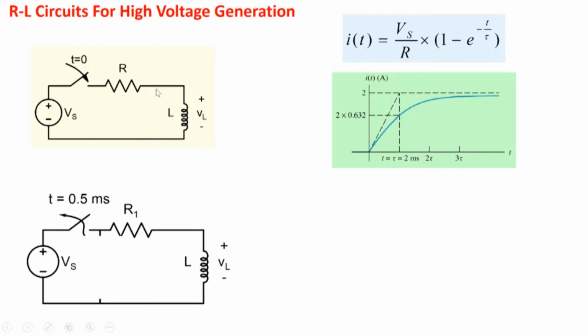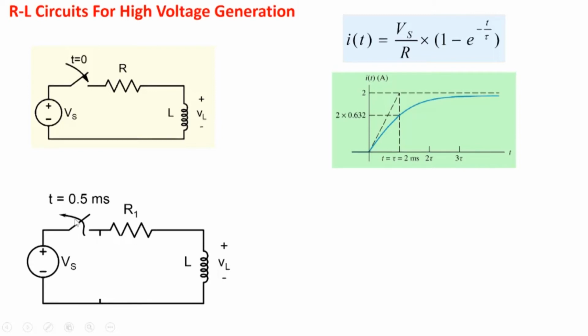Now we can do something interesting with this circuit. Suppose the switch has been closed for a long time, so the current through the inductor is Vs by R, and we suddenly open the switch. Let's say the values of L and R are such that the time constant is very small, in microseconds or so. So after 0.5 millisecond, a steady state is there in the circuit, and after 0.5 millisecond, let's say we open the switch. The 0.5 millisecond is arbitrary, so don't worry too much about it. So we open the switch.